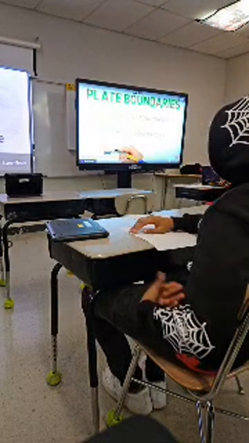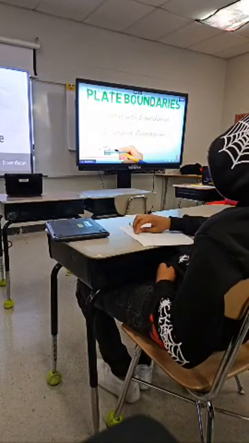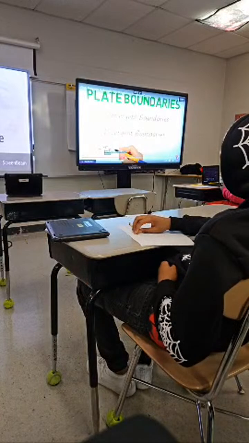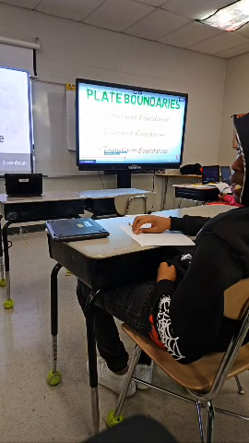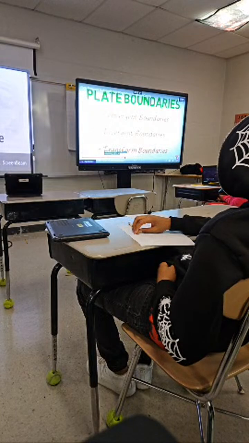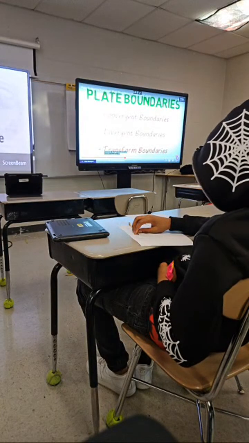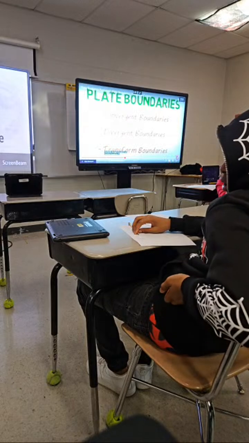Anywhere two plates meet is called a plate boundary. There are three main types of plate boundaries: convergent, divergent, and transform boundaries. So we have convergent boundaries, divergent boundaries, and transform boundaries.